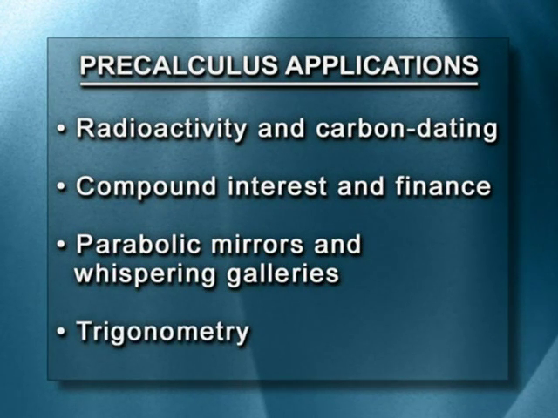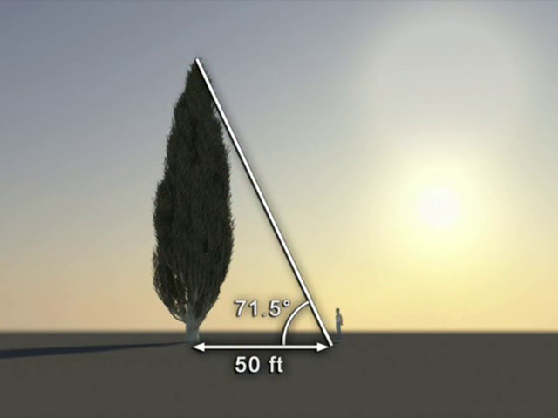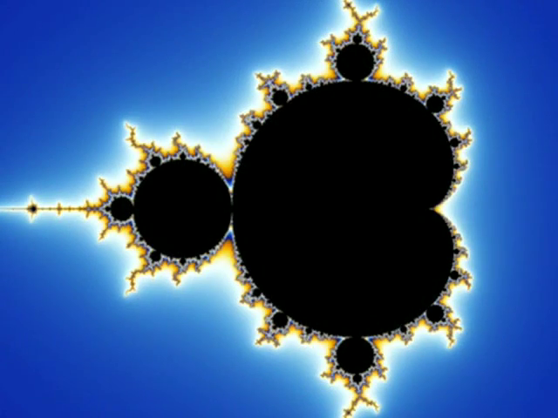When we get into trigonometry, which is a big chunk of this course, we'll talk about how you would calculate the height of a tree, and we'll learn about harmonic motion. Early on in the course, when we study complex numbers, we'll see the beautiful fractals and the famous Mandelbrot set.